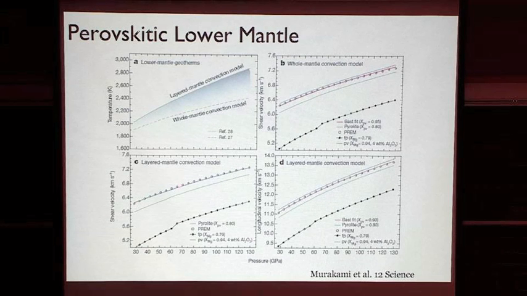And you can see perovskite plots right on PREM. That means you cannot tolerate much ferropericlase at all. And if you have a pyrolite model, it ends up much lower than PREM. And these measurements will indicate, they kind of consider different mantle convection models. And these measurements will have the implication, very strong implication, the lower mantle is more or less made of perovskite, 93%, with very little ferropericlase.